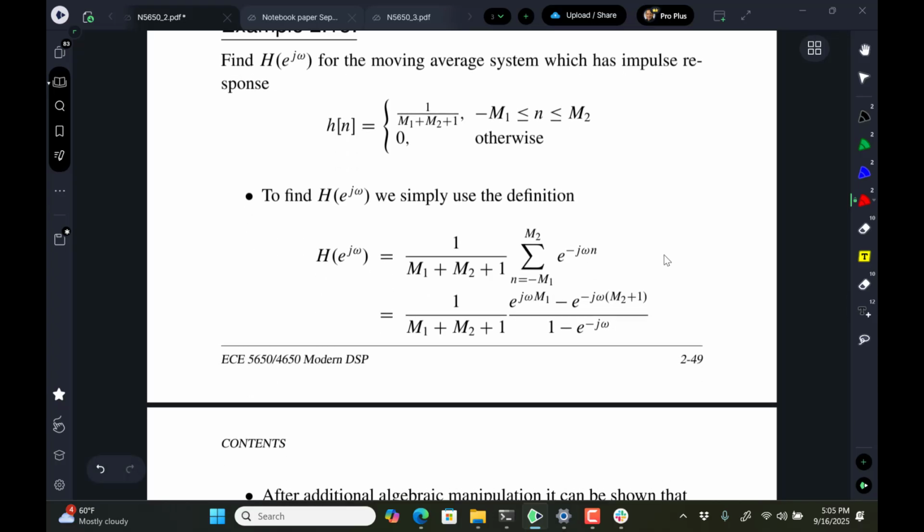But let's just tackle this problem and look at what we would do with our definition of the Fourier transform or the frequency response. So just plug it into the definition. We have the impulse response is 0 except on the interval minus m1 to m2. So we're going to have this sum from minus m1 to m2, and then we have the gain constant, which makes the averaging have unity gain in our moving average filter.